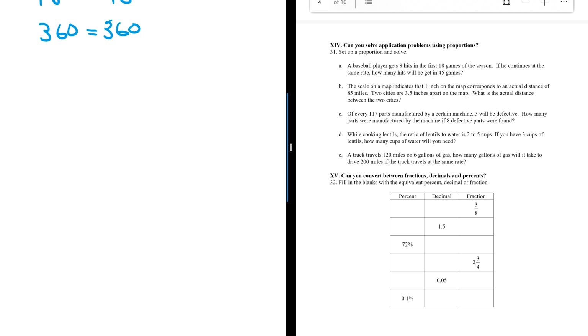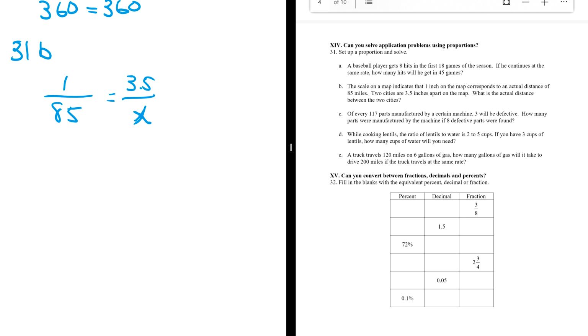Okay, letter 31. What was that? B. The scale on a map indicates that 1 inch on the map corresponds to an actual distance of 85 miles. Two cities are 3.5 inches apart on the map. What is the actual distance between the two cities? Okay.